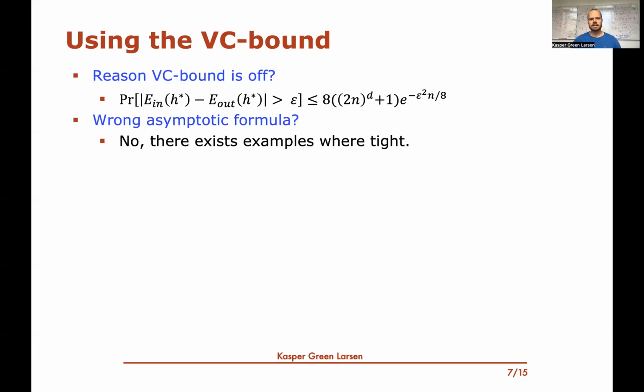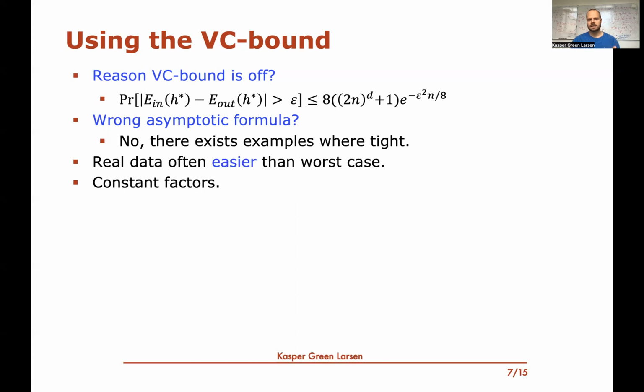And actually, it turns out that no, it's not a wrong formula. There are actually examples of data distributions and hypothesis sets where this is right asymptotically. So if you ignore the constant factors, there are data distributions where it's the right formula. What really happens here is that oftentimes in practice, real data is just easier than worst case data.